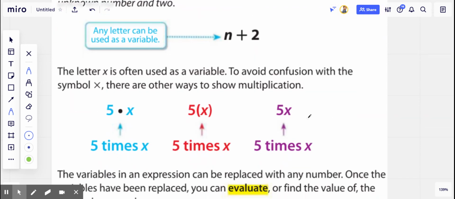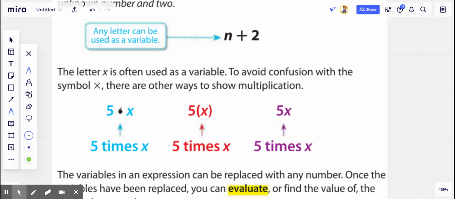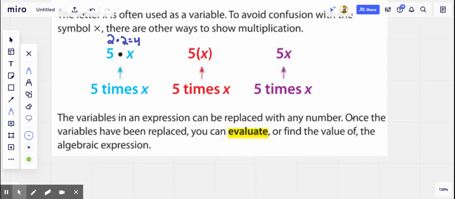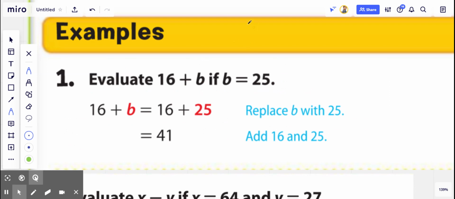I'm sure some of you have seen this before. With a dot, you have seen me write a dot. For instance, 2 times 2 is 4. And right here, this means 5 times x because 5 is right next to x in parentheses. This also means 5 times x where they don't have the parentheses. The variables in an expression can be replaced with any number. Once the variables have been replaced, you can evaluate, or find the value of, the algebraic expression. So let's find out what they're talking about.